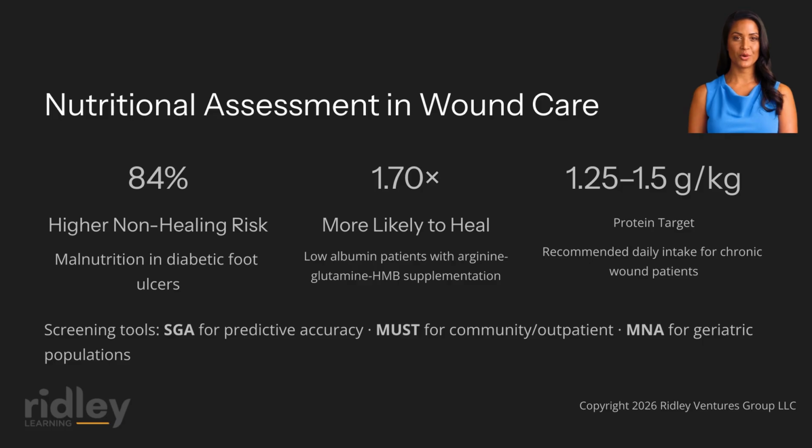A systematic review of oral nutritional supplement composition and chronic wound healing found that protein-enriched formulas with specific amino acid profiles, particularly those containing arginine, glutamine, and hydroxymethylbutyrate, or HMB, demonstrated improved healing outcomes in select populations. A post-hoc analysis revealed that patients with low albumin of 40 grams per liter or below, or poor limb perfusion with an ABI below 1.0, were 1.70 and 1.66 times more likely to heal with arginine, glutamine, and HMB supplementation, respectively. That suggests nutritional interventions may be most beneficial in patients with identifiable deficiency states.